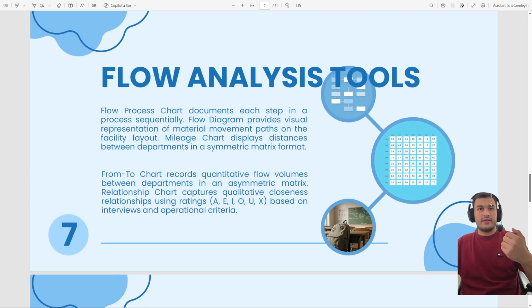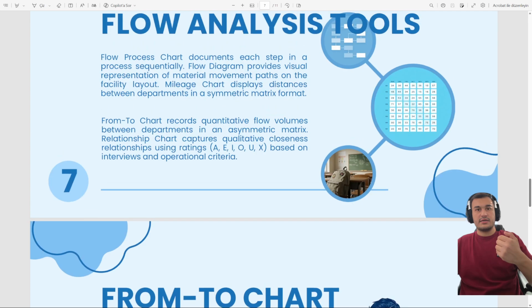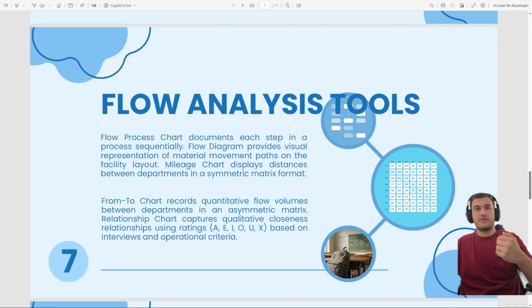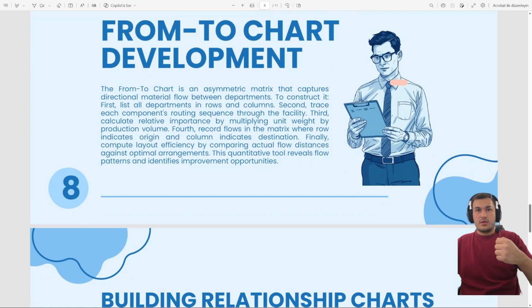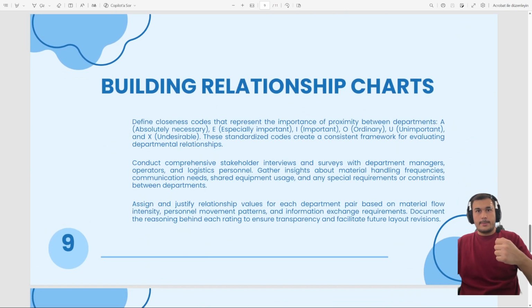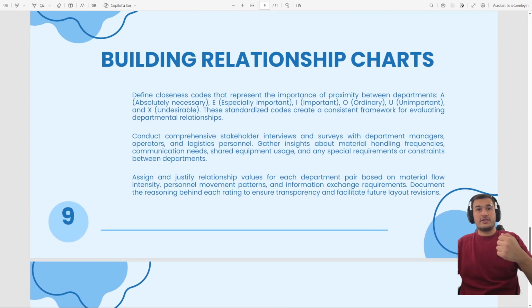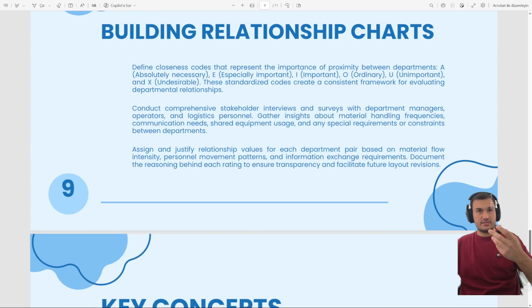In flow analysis tools, we have different parts. The first one is flow process charts. As you know, we used the from-to chart, and for building relations, we used flow diagrams, flow process charts, from-to charts, and relationship charts.